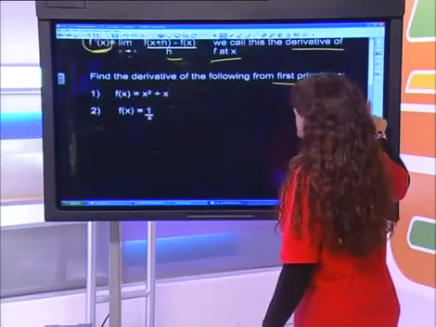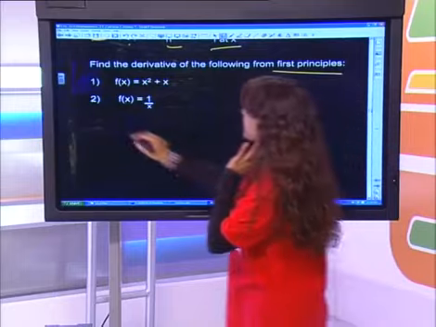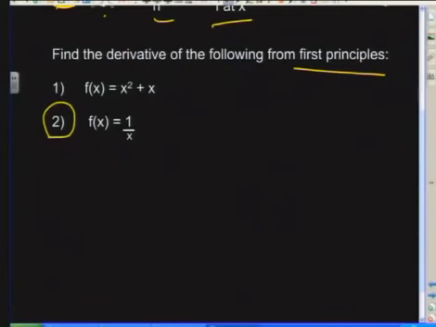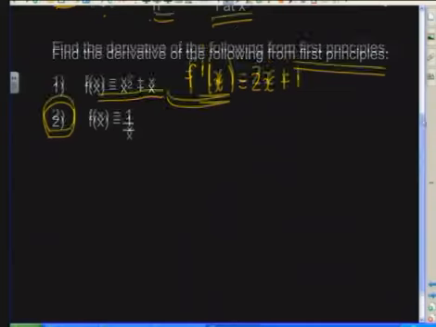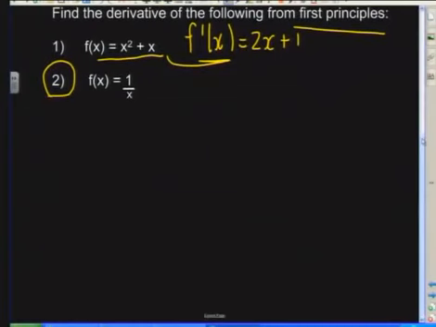So I'm going to do number 2 first, because I find the fractional ones are the ones that people really struggle with. And I'll leave you guys to try the first one for yourselves. f of x is equal to x squared plus x. Try that one for yourself, finding the derivative from first principles. When you do the first one, this should be your answer. And if you get that answer, then you know that you've done it correctly. Okay, so that's the answer for the first one. But I'm going to look at the fractional one because, as I say, for some reason people battle with fractions.